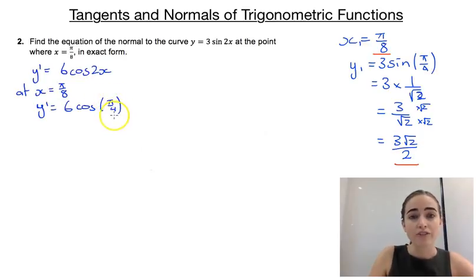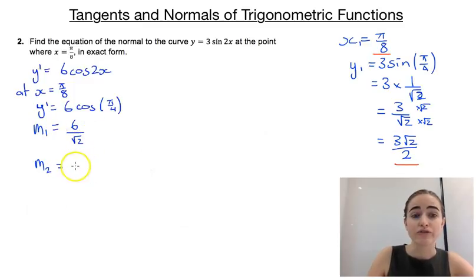Now cos of pi on 4, that's cos of 45 degrees, and from your special triangles again, it gives us that 1 on root 2. So we're going to have 6 on root 2 this time. But this is the gradient of our tangent, and what we want is the gradient of our normal. So this is our m1, but we want the gradient of that, which is going to be the negative reciprocal. So we're going to have minus root 2 over 6 as the gradient that we want for our normal.